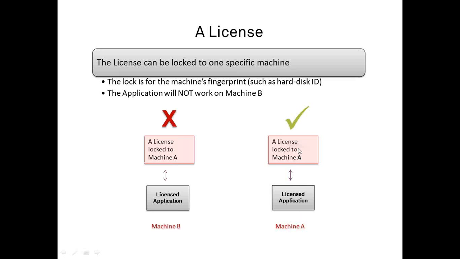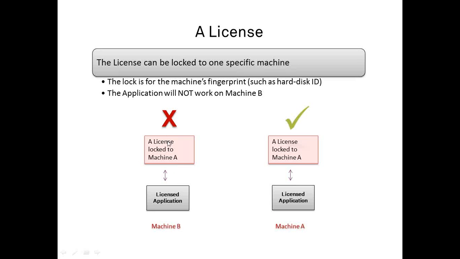But what happens if we take this license and we copy it, the same license and the same application, and put it on another machine, machine B? Now this machine B, of course, has another hard disk ID, another fingerprint, and therefore this license, since it keeps on working only for the fingerprint that worked here, finds there is a difference between the machine fingerprint that resides here in the license and the machine fingerprint of this machine.